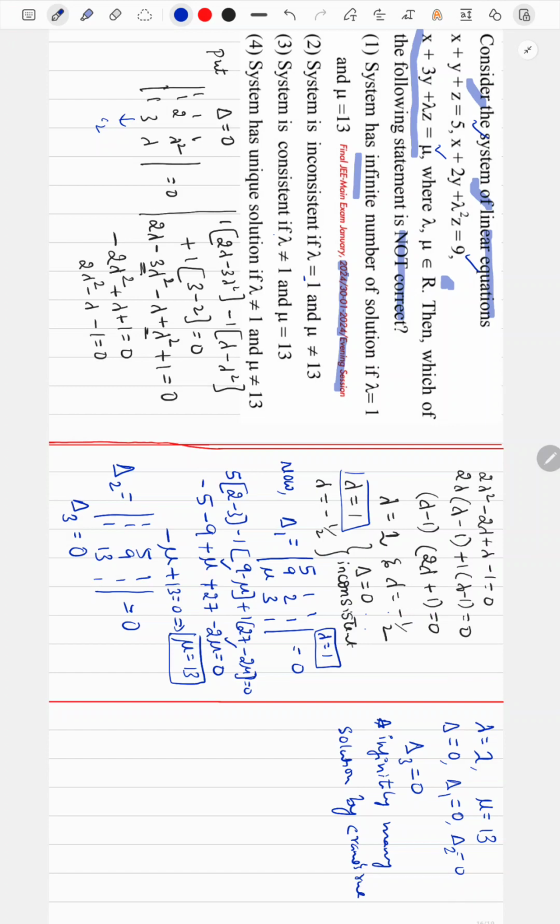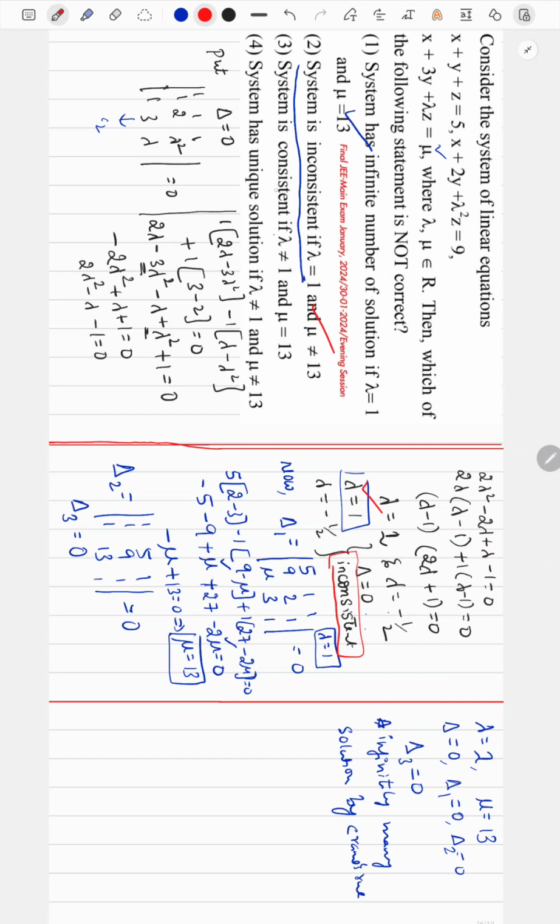Now we will check the options one by one. First, look at the first option. The first option is the system has an infinite number of solutions if λ equals 1 and μ equals 13. This is a correct statement. When I take λ equals 1, μ equals 13, we get infinitely many solutions by Cramer's rule. Next, look at the second option. System is inconsistent when λ equals 1 and μ not equal to 13. Yes, we already wrote that the system is inconsistent. This is also correct.